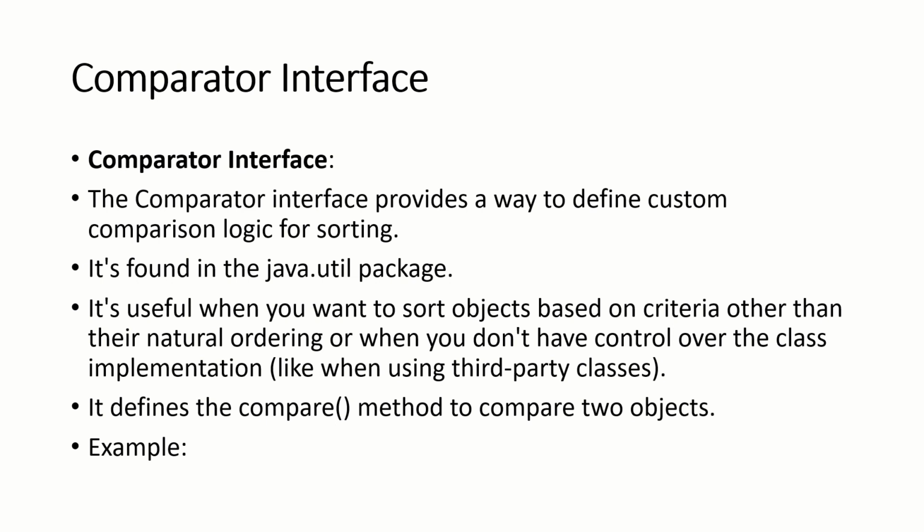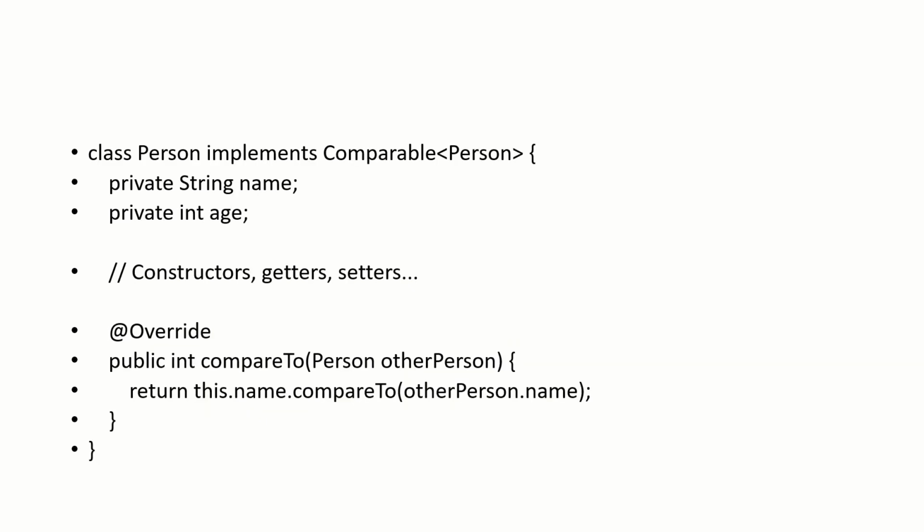Coming to the next point for Comparator, it is found in the java.util package, whereas Comparable was found in the java.lang package. If you come here, you will see.